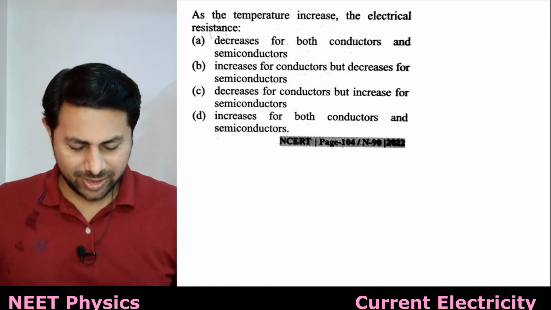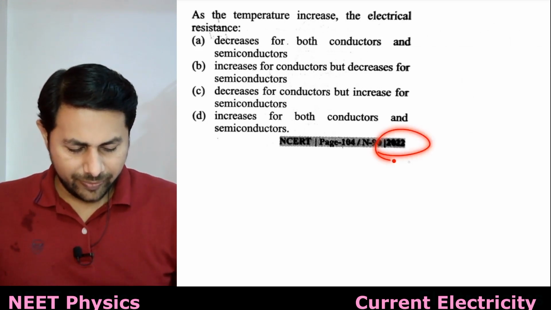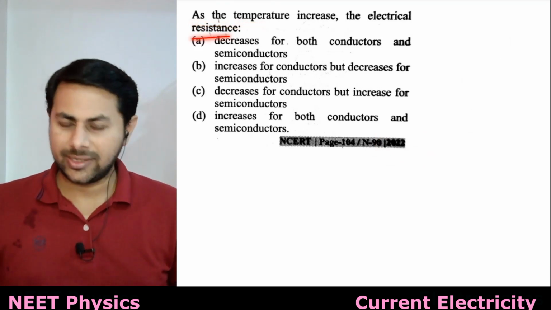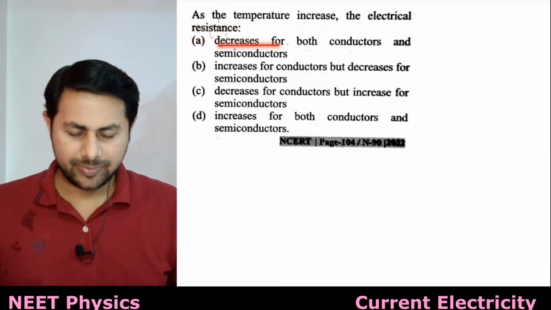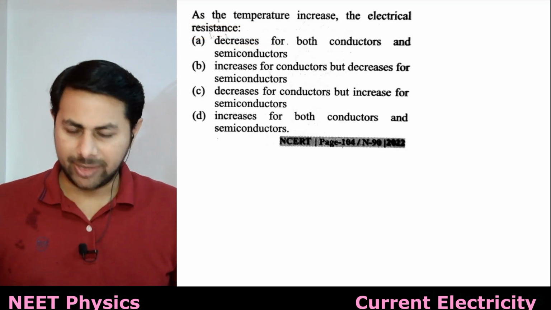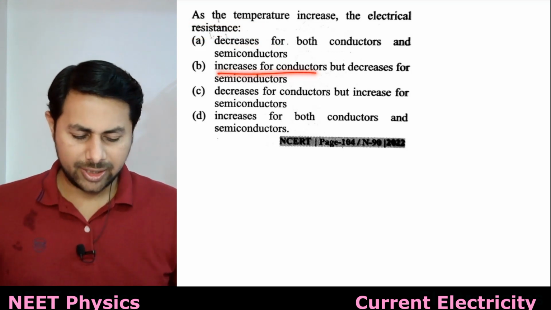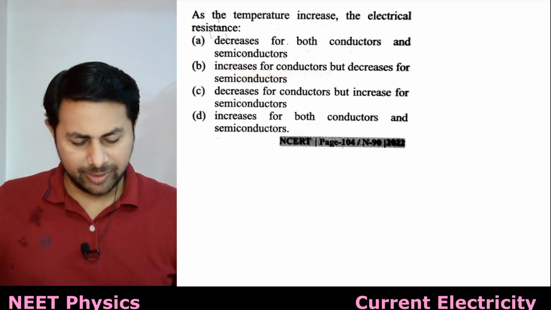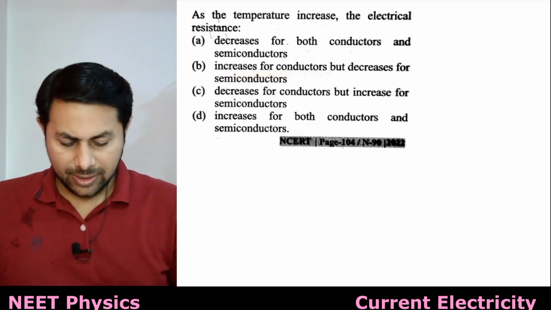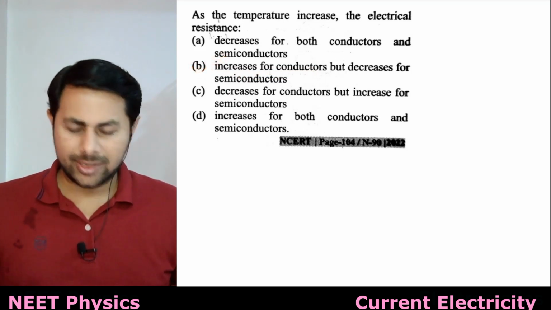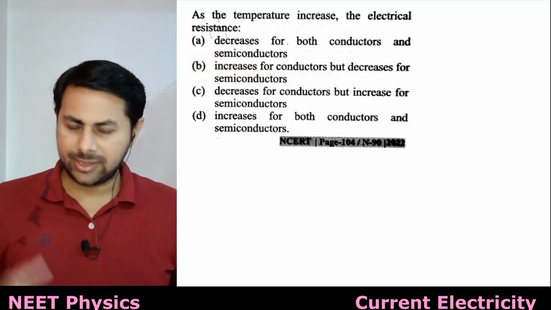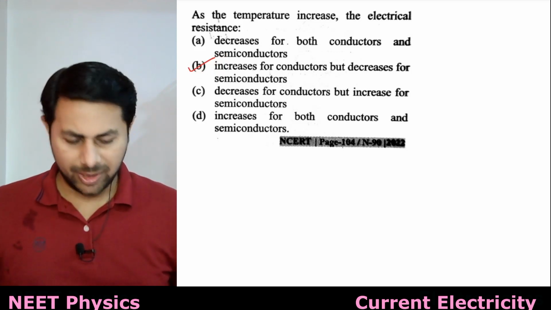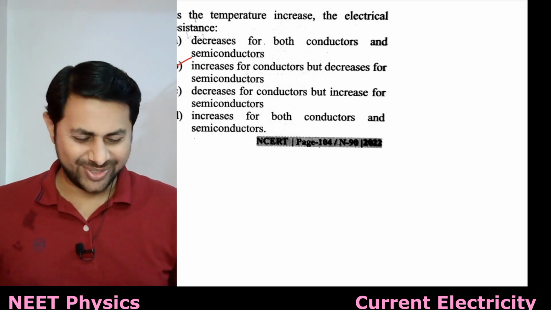This is from NEET 2022. As the temperature increases, the electrical resistance: decreases for both conductors and semiconductors, or increases for conductors but decreases for semiconductors. Option B, increases for conductors but decreases for semiconductors. Good, that's correct. The resistance of conductors will increase, but for semiconductors the resistance will decrease. Very simple. This is from NEET 2022.